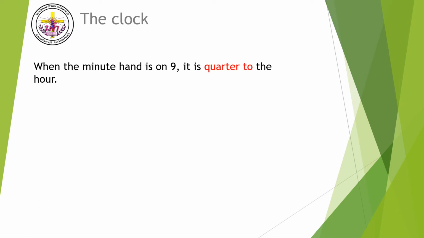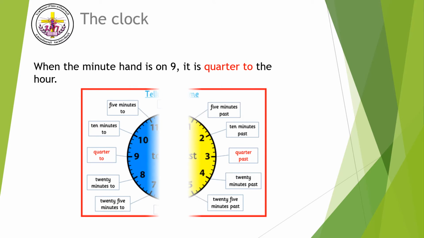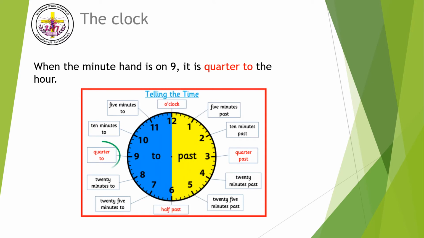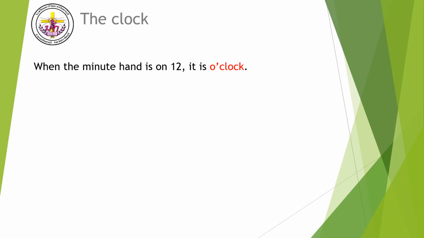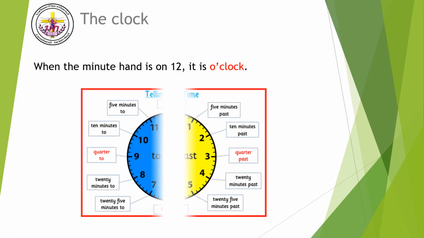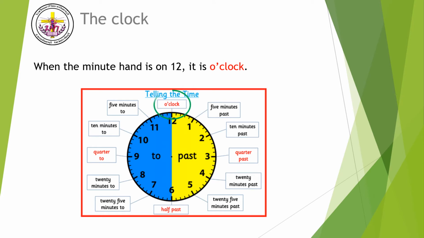When the minute hand is on 9, it is quarter to the hour. For example, it's quarter to 4. When the minute hand is on 12, it is o'clock. For example, it's 8 o'clock.